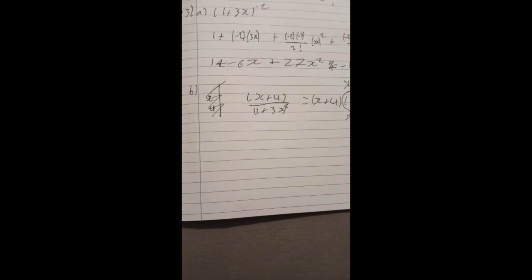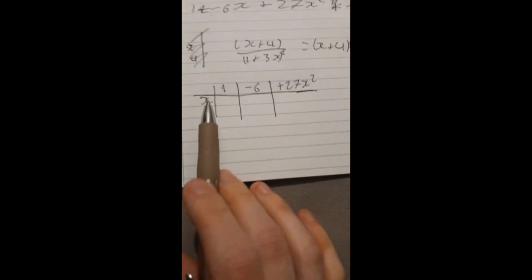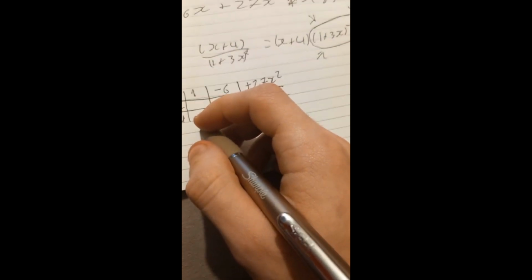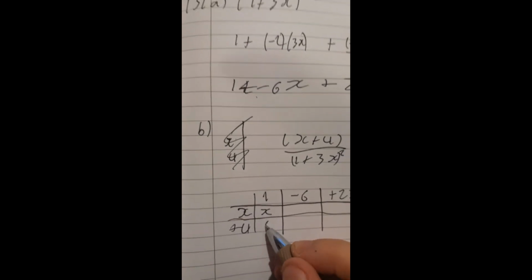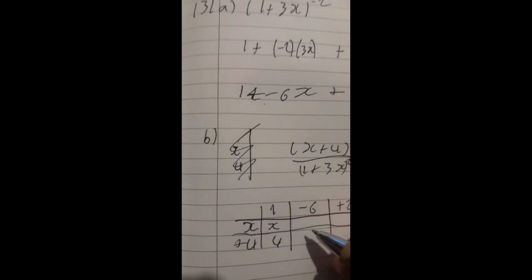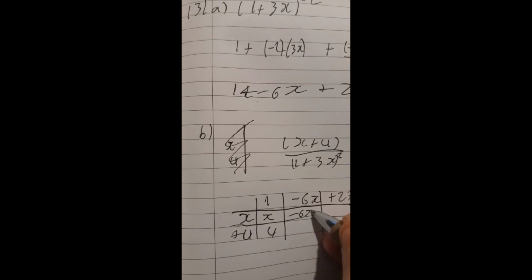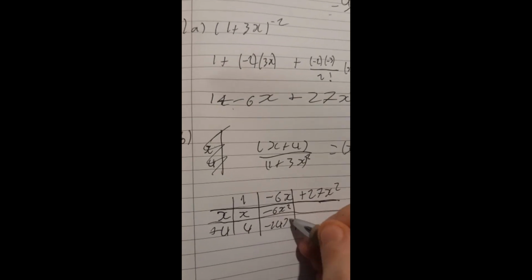Let me spawn one in now. So these are the first 3 terms of this expansion we've just done on the top. We're going to times it by x and plus 4. And so we're just going to be timesing some numbers and then adding some numbers at the end. So 1 times x, that's literally just x. 1 times 4, that's 4. X times minus 6x, that's minus 6x squared. 4 times minus 6x, minus 24x.